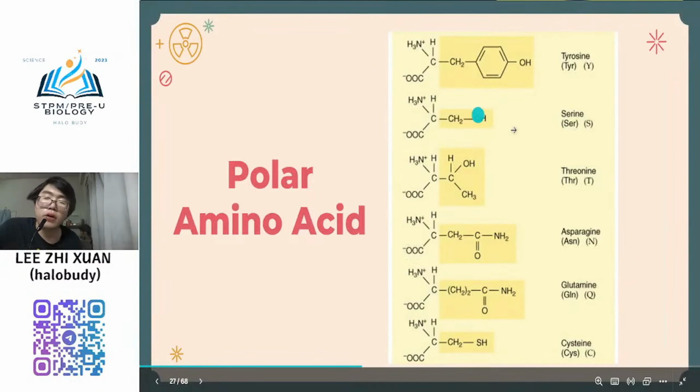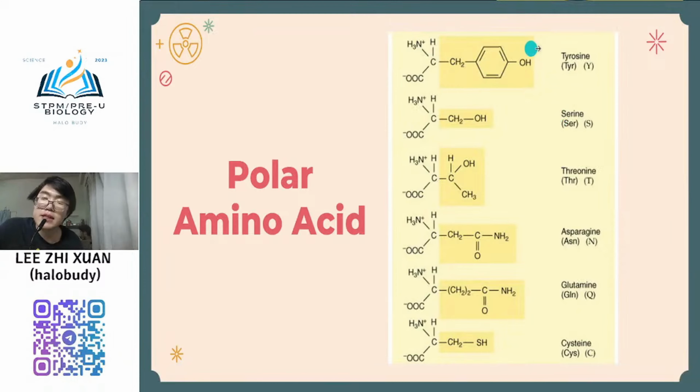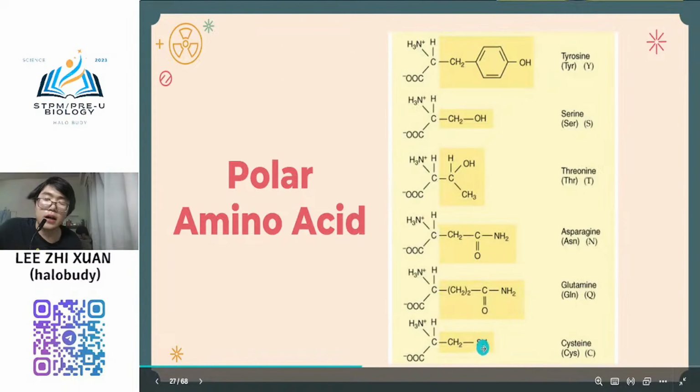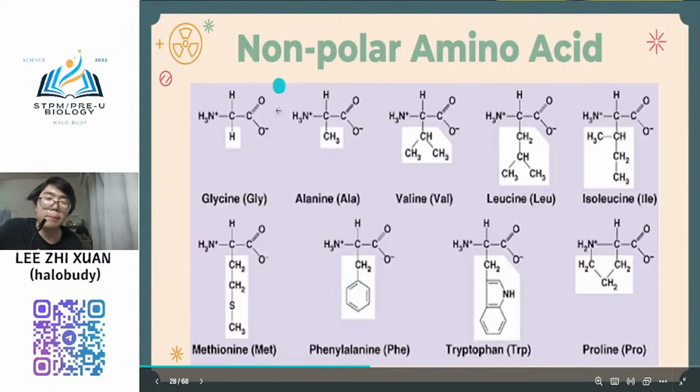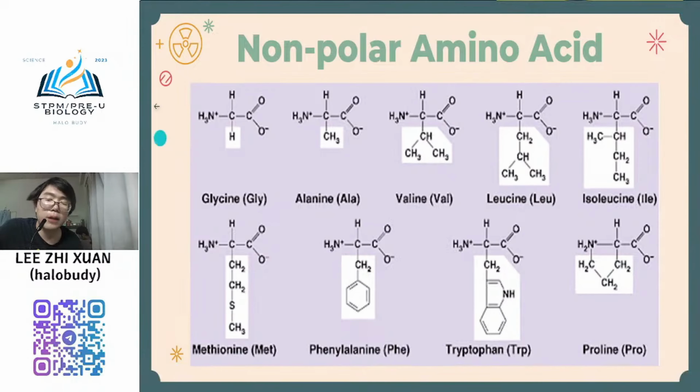So these are all the polar amino acids, including tyrosine and serine. You can see they have a hydroxyl group, which is a polar group, and they also have a carbonyl group, an amide group, and a sulfur group here. If you look at the non-polar ones, normally they are totally hydrocarbon chains.